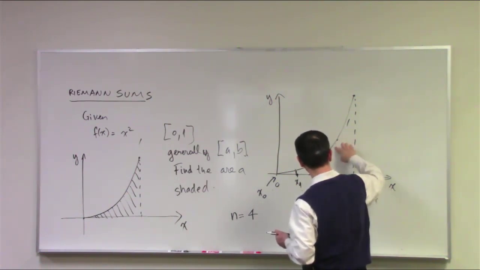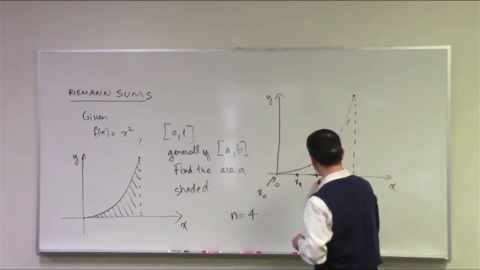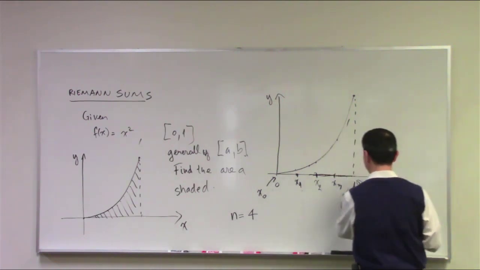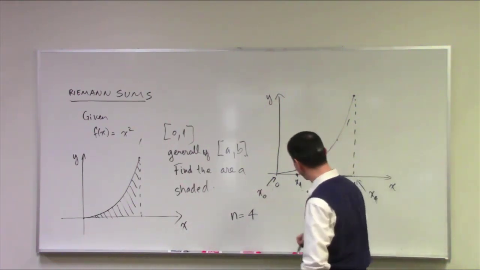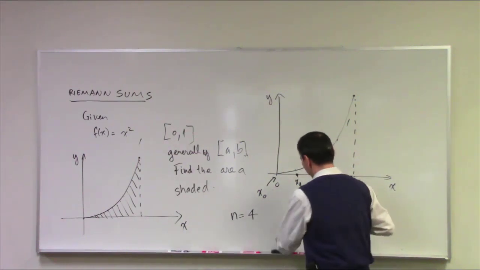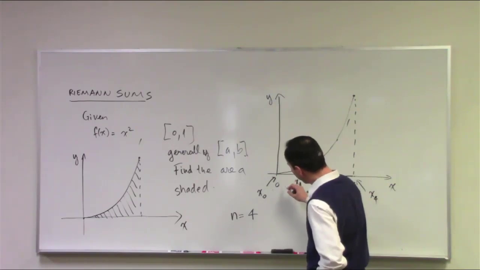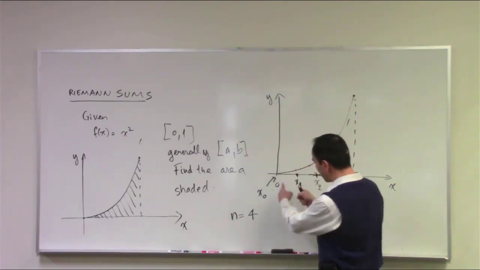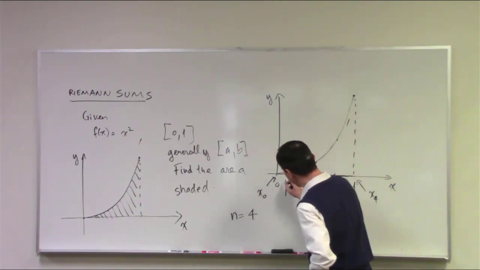I don't even want these dotted lines again. But at least I've got x1, x2, x3. Of course, x4 is the last one, and x0 is the first one here. But now, for some convenience, we have to set out a rule over here. The first subinterval, let's call that... I'm talking about the first space here.